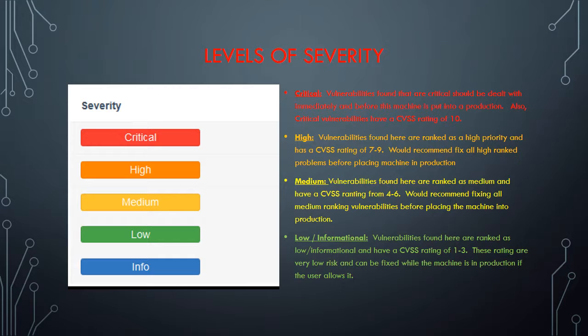The next one is low and informational. Vulnerabilities here ranked as low or informational have a CVSS rating of 1 to 3 for low. Really, informational is from 0 to 1, but I just put that in there considering that they're pretty much chunked on as 1. These ratings are very low risk for security problems and people infiltrating those security risks. So you could put this machine into production with low and informational only, and if you have the time, slowly get rid of those to make sure that pretty much all there is is informational and you don't have any levels from low to critical on the machine.